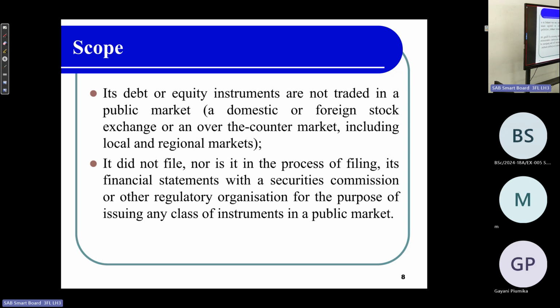Its debt or equity instruments are not traded in a public market. And they are not in a position to file in a public market. It did not file. No. It is not in the process of filing with the Securities Commission or other regulatory organization for the purpose of issuing any class of instruments in a public market.